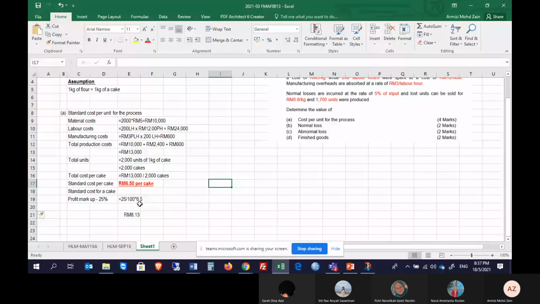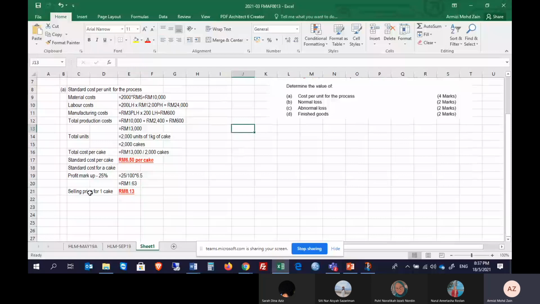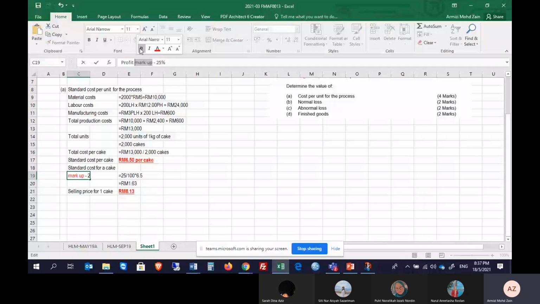So the selling price for one kit, this one, ialah RM8.13. Ini profit markup dia. So this one is the selling price. Okay. Ini profit markup ya. This one is profit markup. Okay, I highlight it again. Now this one is profit markup.